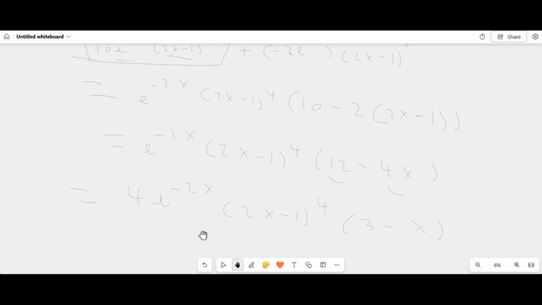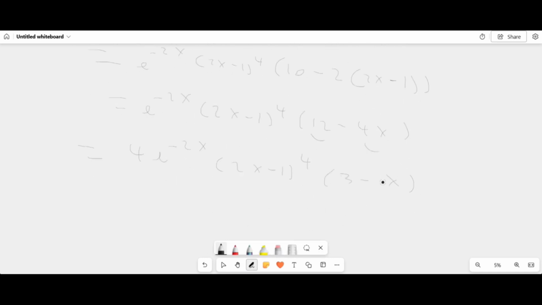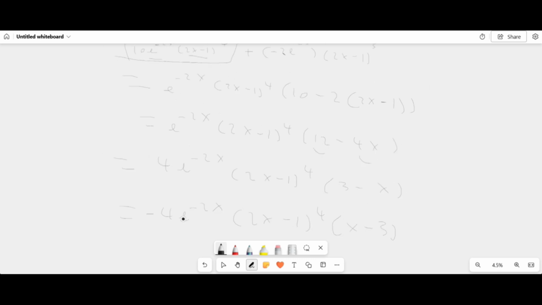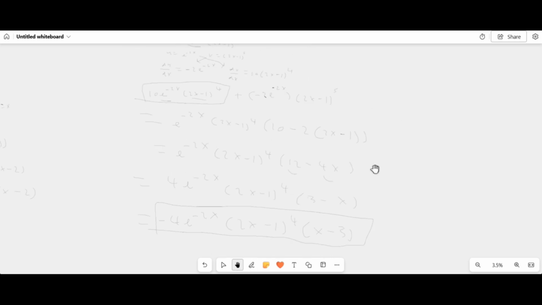But what I can also do to make it look better inside the bracket, they don't like it when you have minus x here. So what you can do is take out negative as well. So it becomes -4e^(-2x)(2x - 1)^4 here. And then in here you just got x - 3. So when you take a negative out, it switches around, so x - 3. So this isn't like the perfect form, bro. Yeah? You give this to the examiner, yeah, they'll start creaming, bro. You get me? Alright, question B.